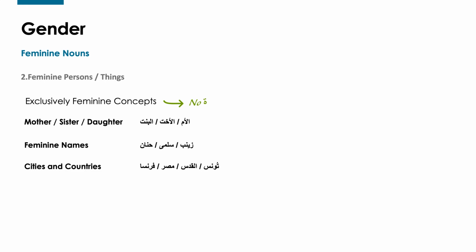And finally, we have the special rule in Arabic where names of cities and countries and places are treated as feminine. So when you have the name of a country like Tunis for Tunisia, or Al-Quds for Palestine, or Misr for Egypt, or Faransa for France, all these words are treated as feminine.